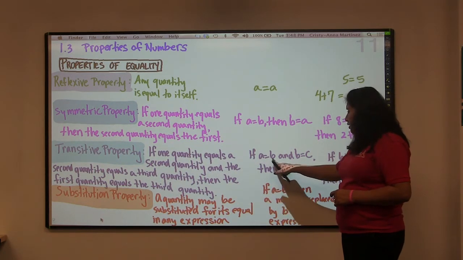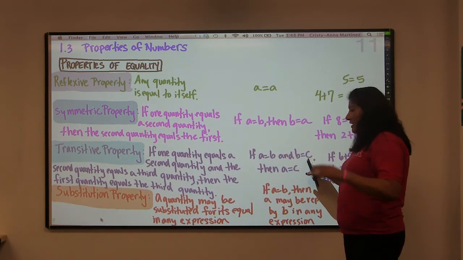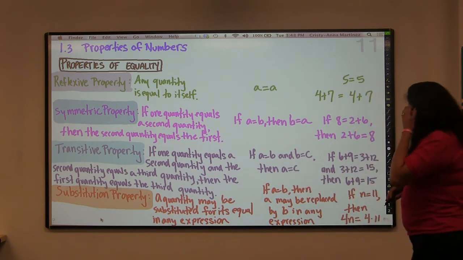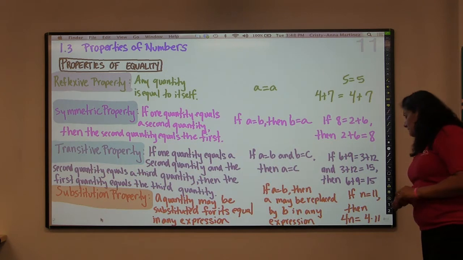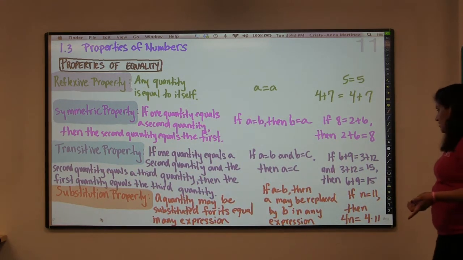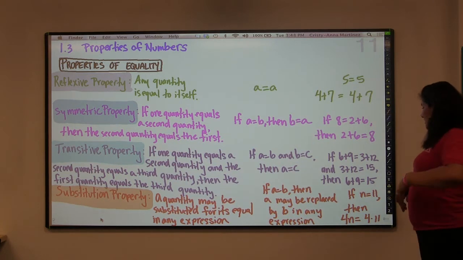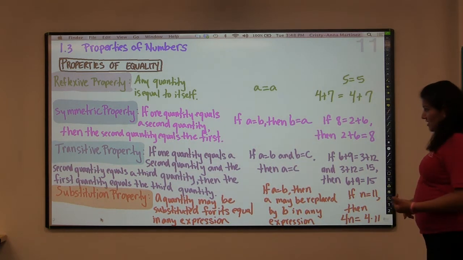So, we have A goes to B, B goes to C. So we can get rid of the B, simplify that, and say A goes to C. Here we have an example: 6 plus 9 equals 3 plus 12, and in turn 3 plus 12 equals 15. We can get rid of the 3 plus 12 part and just say 6 plus 9 equals 15. That's the transitive property.